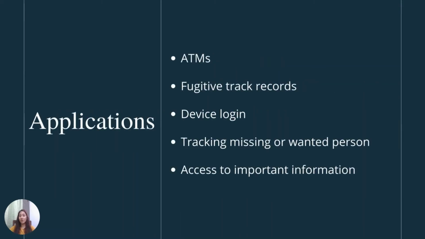Being the most accurate form of biometric authentication, iris recognition is generally used in cases where high security is involved. A few major applications are listed as follows. It is used in ATMs for cash withdrawal, tracking criminals and their records, logging into personal devices and appliances, tracking missing or wanted people, and accessing important or confidential information.